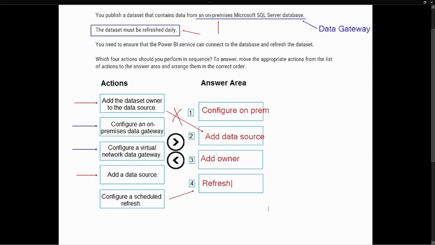Taking a look at how these questions and the answer choices are worded is very important as you go to take this exam. Because it says add the dataset owner to the data source, we cannot put that step first, because we have not added the data source into this sequence of events. So we're going to configure the on-premise data gateway, add the data source, then add the owner, and finally schedule that refresh.